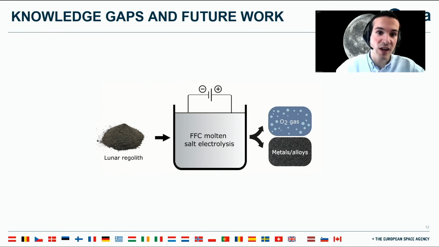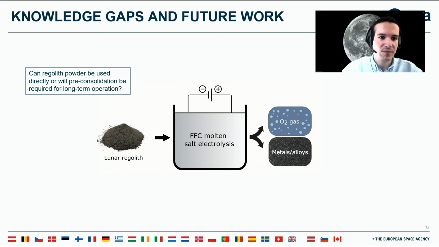So regarding the knowledge gaps and future work for this process. So far, we have to pre-sinter the regolith, simply because for practical reasons it's easier to handle a pellet than a loose powder. Of course, it adds a step to the process. In principle, we can use loose powder as well. It's just that it may fall into the salt, and of course, you want to be able to recover everything you put in. You don't want to pollute your salt. So this is an element that we have to understand. Can we avoid this pre-consolidation by sintering or by some other process, or is it a mandatory step for any long-term operation?